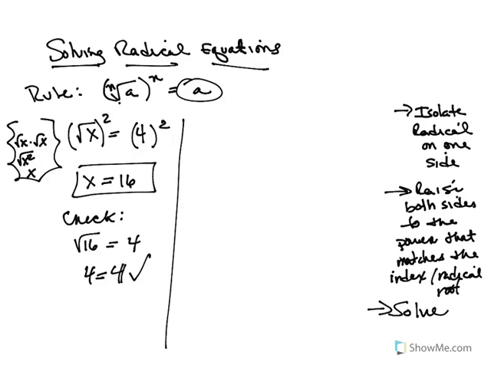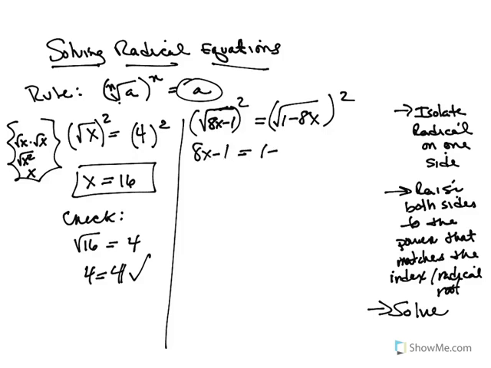Let me erase this. Square root of 8x minus 1 equals square root of 1 minus 8x. We have two radicals here. They're each isolated, so we're good there. Then we're going to raise both sides to what? The second power, because they're both square roots. You have to have the same radicals in the equations. They're not going to give you a cube and a square in one problem. Don't worry about that. So 8x minus 1 equals 1 minus 8x.